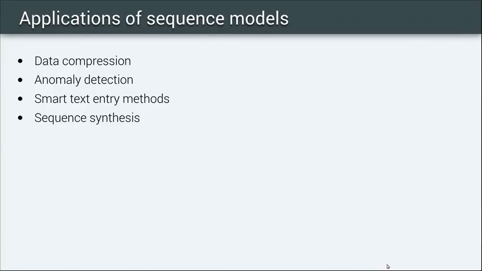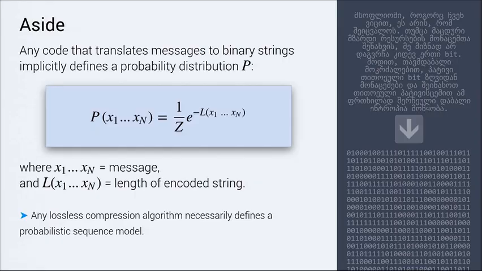What are these models useful for? Well, obviously compression, because that's what we're talking about, but also anomaly detection. We can use it for smart entry methods like Dasher, for example, or on your phone. It may also be useful for sequence synthesis. Imagine you have a cheap DNA reader and you can only afford to read the sequence once. You may want to have a probabilistic model that guesses well what the things are that you're missing. It's also helpful in other applications like OCR and so on. Of course, you can imagine any algorithm that takes a piece of text and then compresses it somehow.